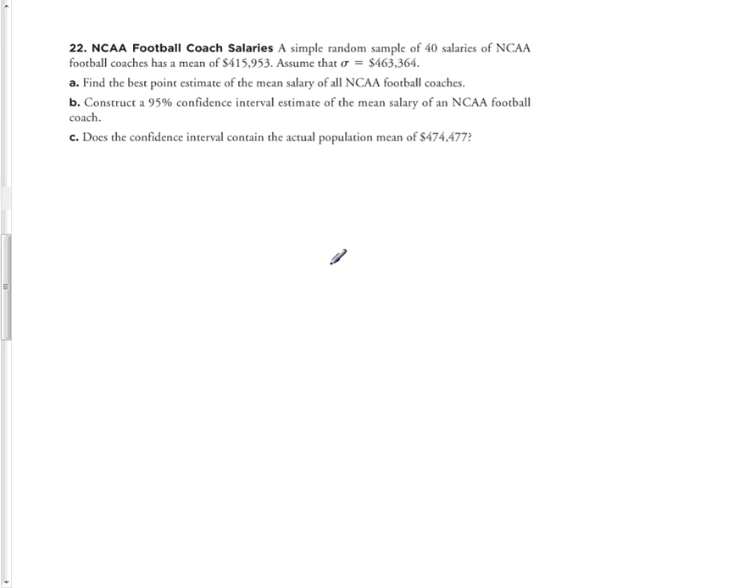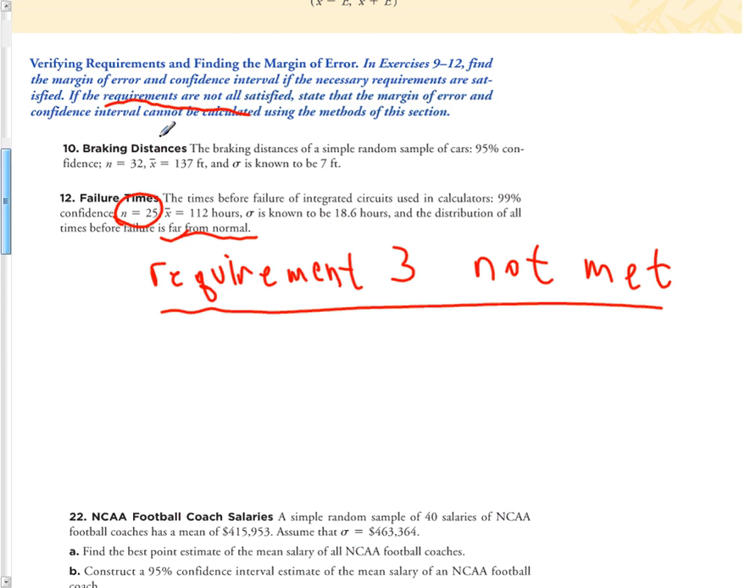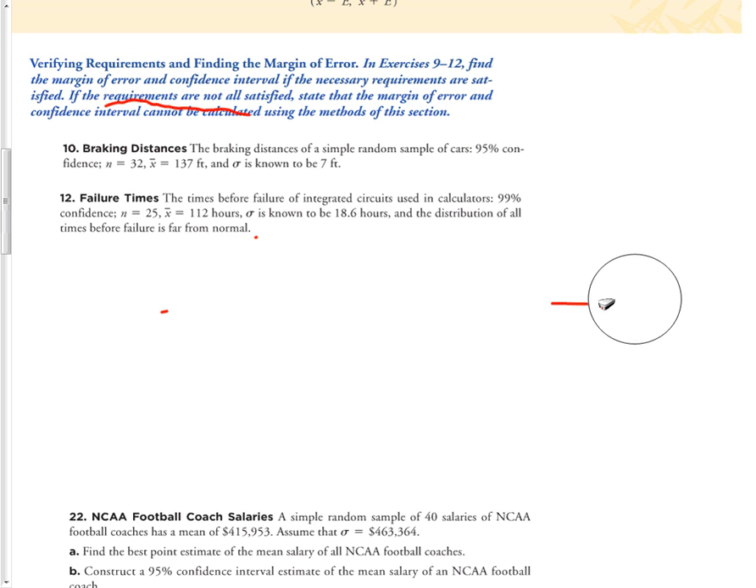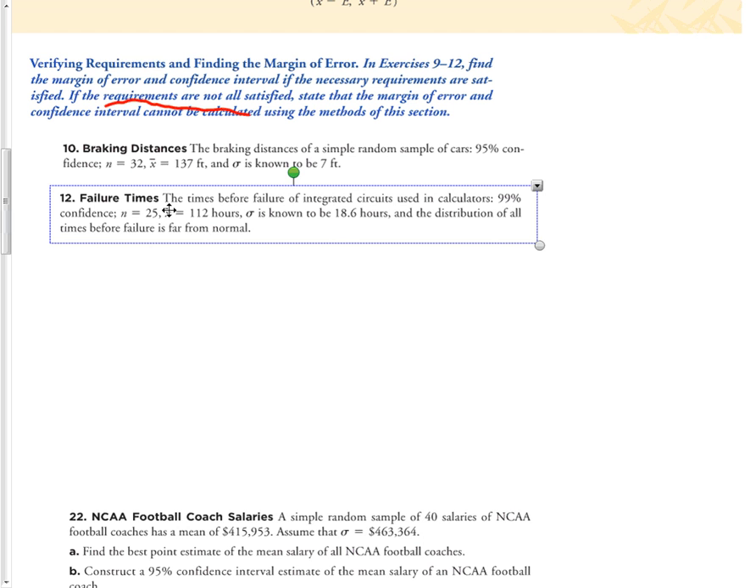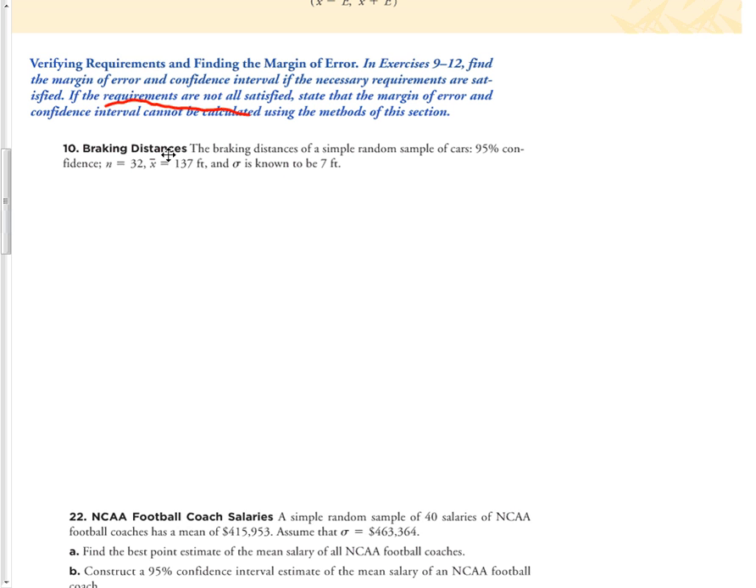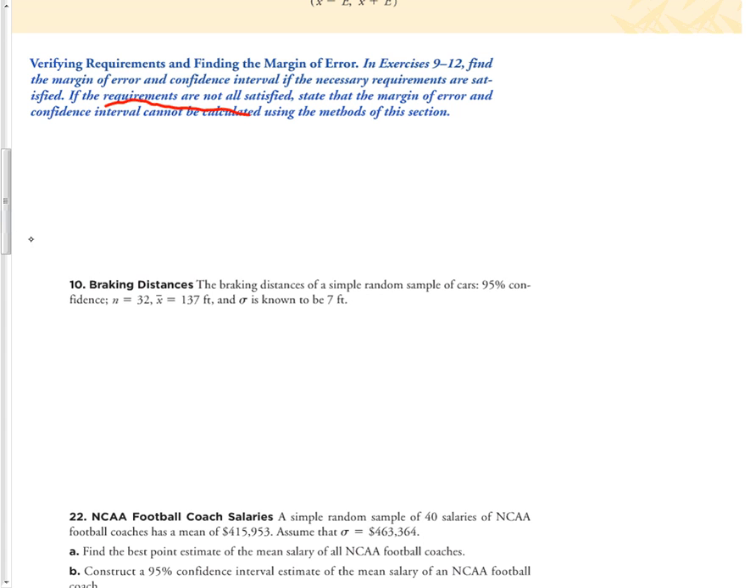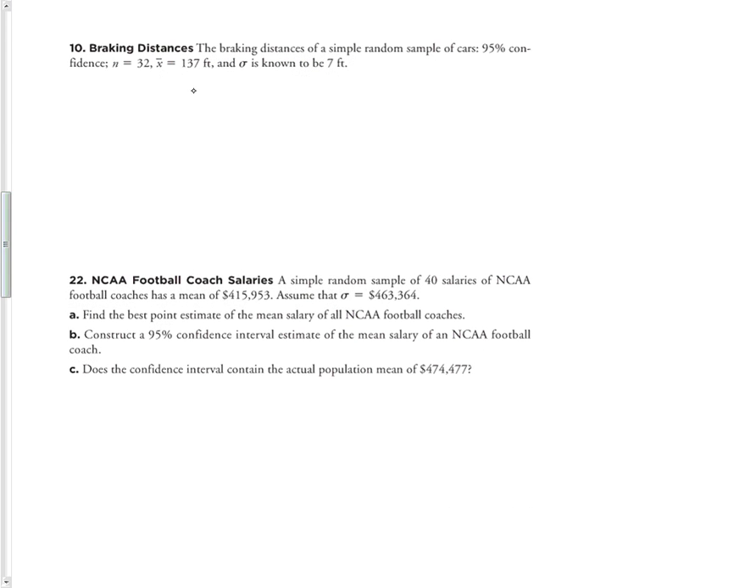Let's take a look at number 22 and see if we can actually calculate a confidence interval instead of just finding a margin of error. Actually, because we found a margin of error here, we could have done the confidence interval for this one. So let's do a confidence interval for number 10. We know that for number 12 the requirements were not met, so let's get rid of number 12 and make a confidence interval for number 10.